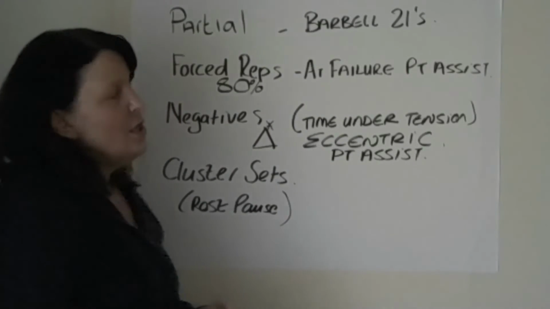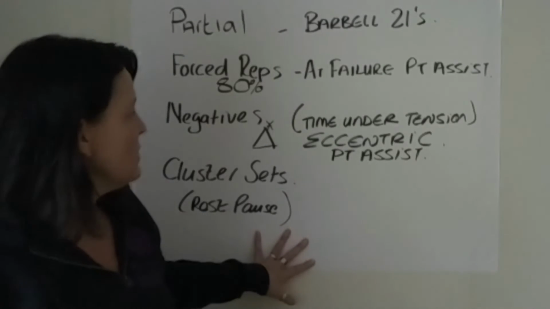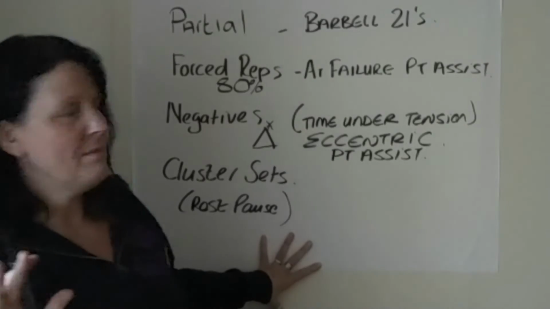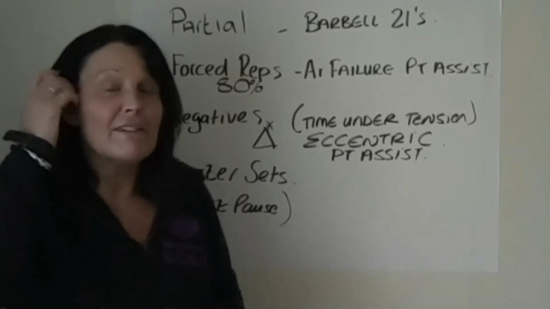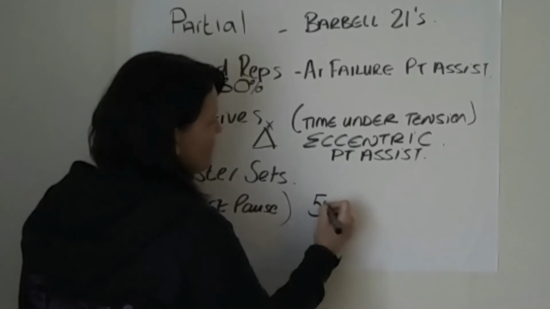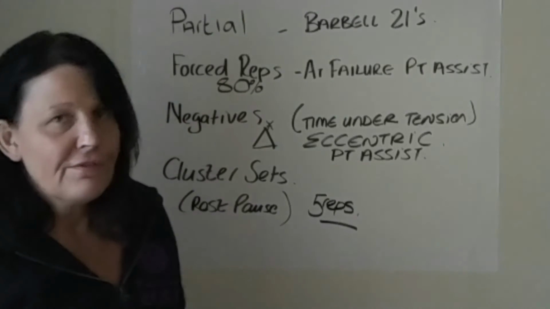Cluster sets. Cluster sets are also known as a rest pause method. So you're going to see, if you start researching these, loads of different variations on the rep ranges. One of the examples might be, for the five reps, they may do the full 5 reps.